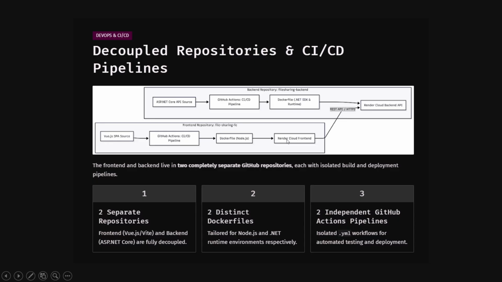This means when I update the front-end UI and commit and push the new code to GitHub, it will automatically test and deploy to Render without interfering with the backend API.